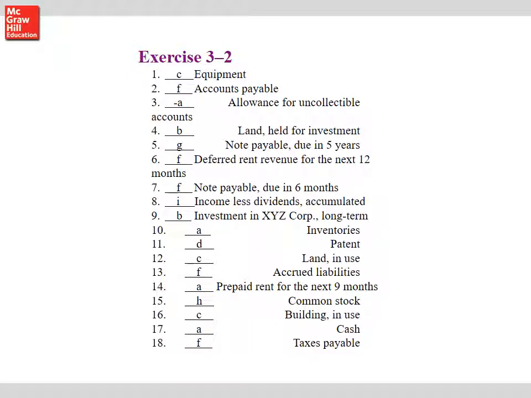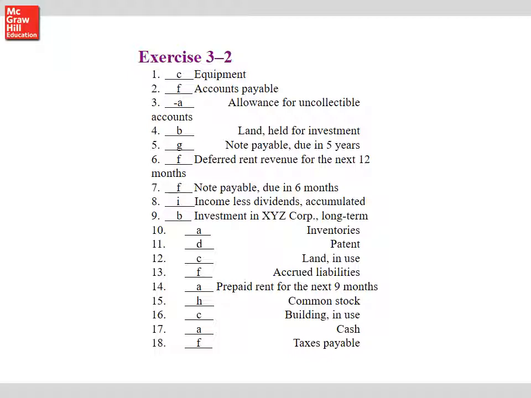Exercise 3.2, they just want us to do some categorizing. So there is the answer key, and we'll just run through them quickly. They want to know where on the balance sheet each of these items would appear. So equipment would be C, property, plant, and equipment. Accounts payable would be F, current liabilities. The allowance for uncollectible accounts will be a reduction to accounts receivable in the current assets section, A, and you can see there's a little minus sign to indicate that.